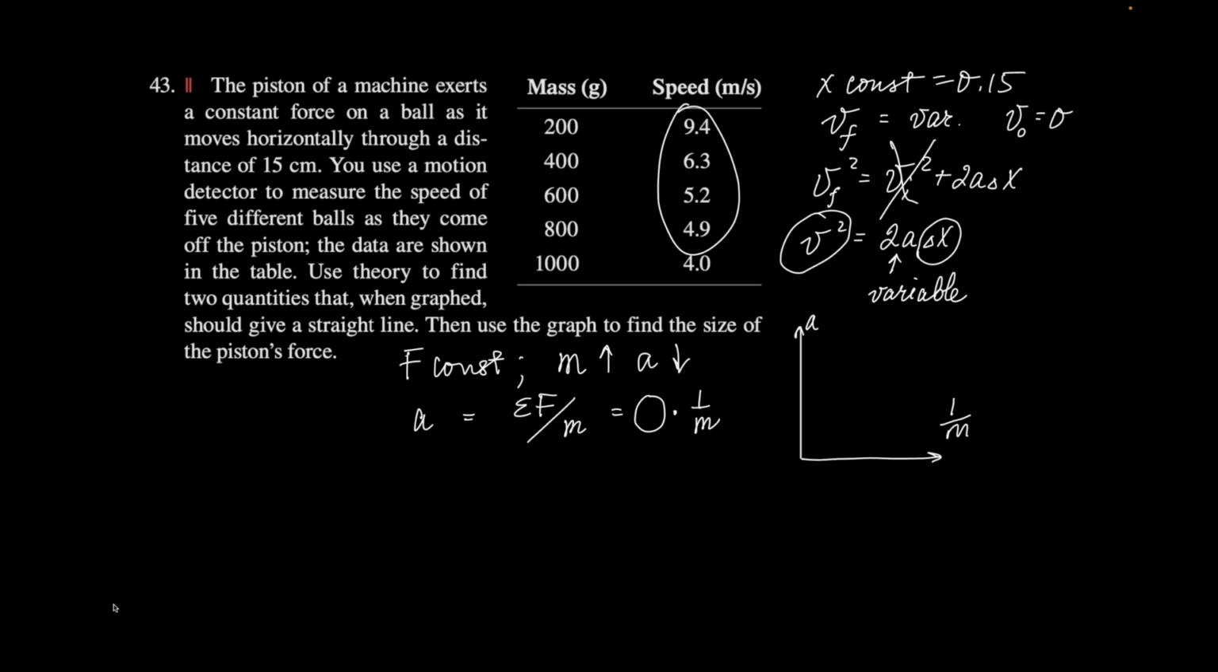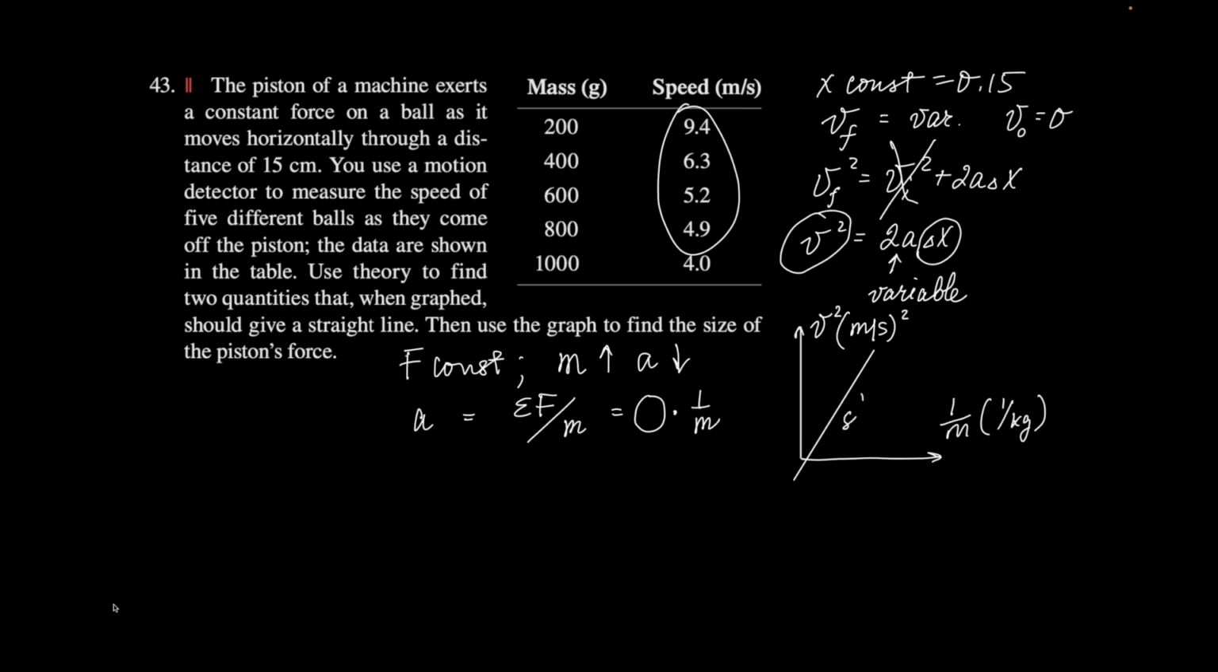Problem is I don't know acceleration. I could potentially calculate it, but why bother? Why don't we graph V squared? That would be meters per second squared versus 1 over mass, which is 1 over a kilogram. In that case, we will have a straight line. Well, it probably won't go from 0 because it's an experiment, but something like that.